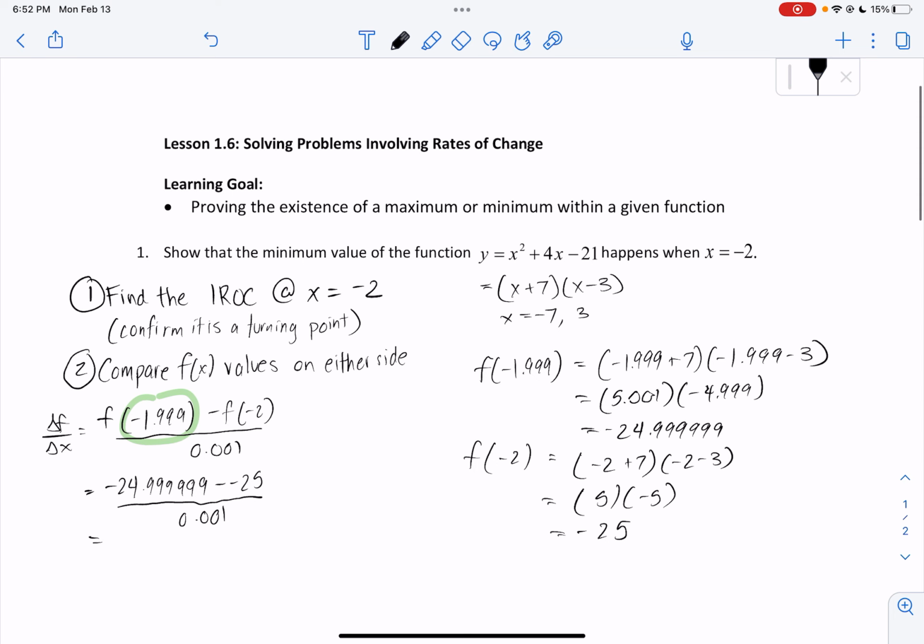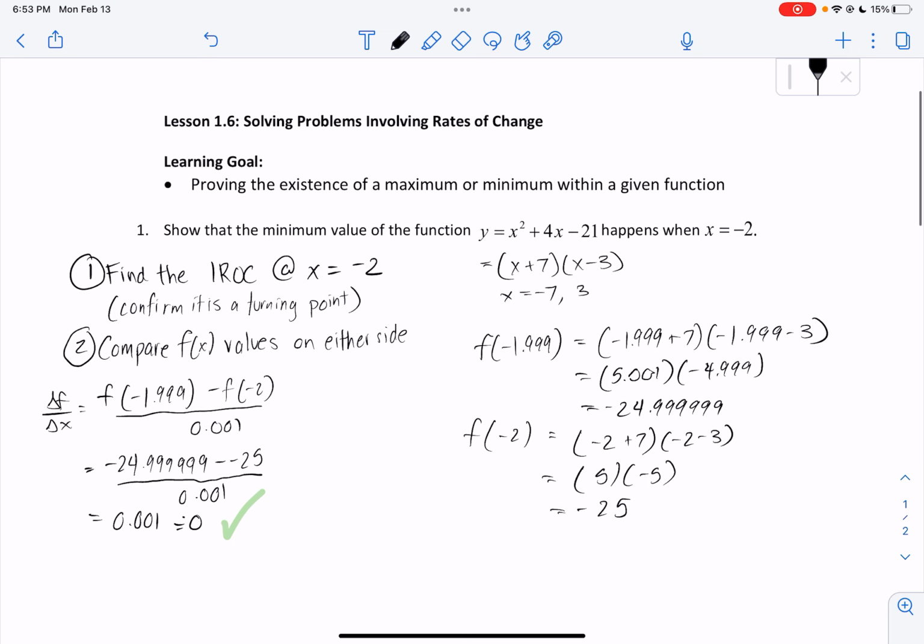And when I do this calculation, I'm going to get 0.001. And this is very close to 0. We can assume that if we included more decimals on our 0.001, we'd probably get more 9s in this decimal place, which would bring this result even closer to 0. So even though we get 0.001, we can assume that this instantaneous rate of change is 0, which is what we wanted. That's good for us. It is a turning point. That is what we were hoping to find.